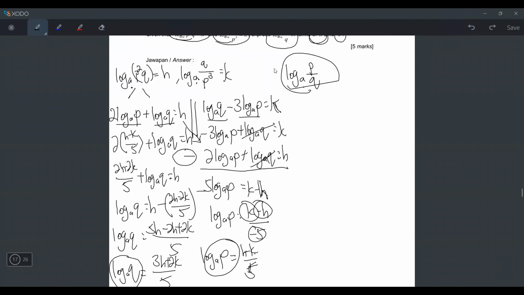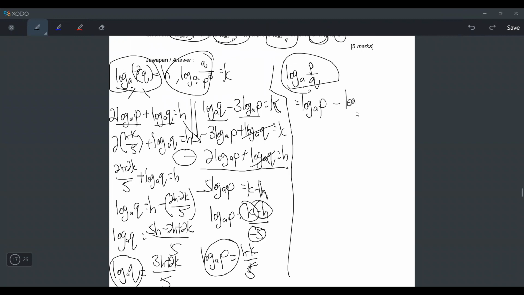Now it looks more simple to do compared to just now, because just now this is so hard to change. But now changing this to log AP, log AQ is much easier. So now I can do it, but first I can see that this is single log divide. So single log divide, separate log minus. So log AP minus log AQ.